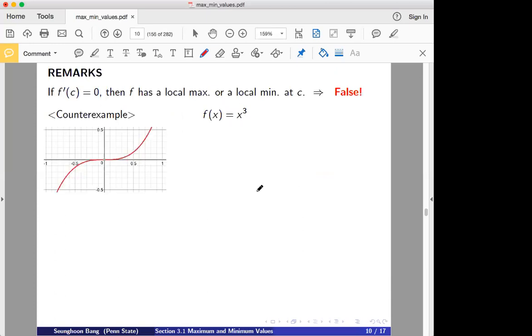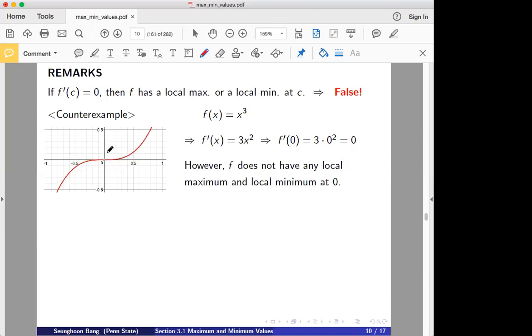F prime of x is 3x squared, since the derivative of x cubed is 3x squared. So f prime of 0 is 3 times 0 squared, which is 0. This 0 is like c, and f prime of c equals 0. Here we have the tangent line, like this. This is not a local maximum and not a local minimum. We don't have it, right? This is the first one.